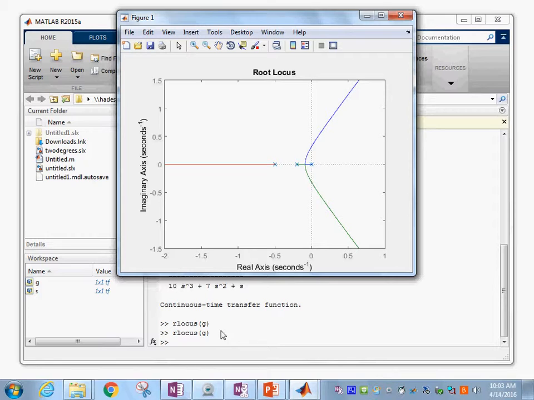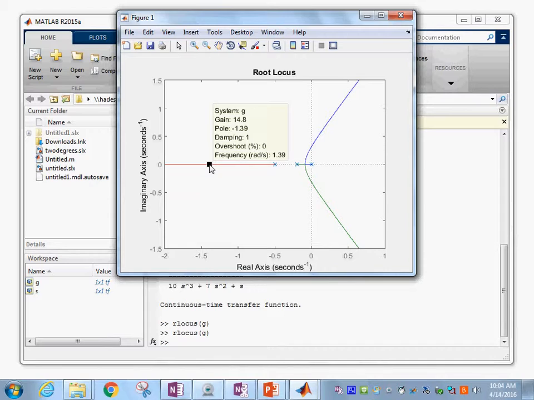So any transfer function that we have, you can actually do this. Now MATLAB has some very nice things, because you could actually click on a location here. Do you see what it does? It gives you the value of the gain, what the roots are, what the damping is, what the overshoot is, and at what frequency. See, any place on the root locus that you click, it will tell you that.